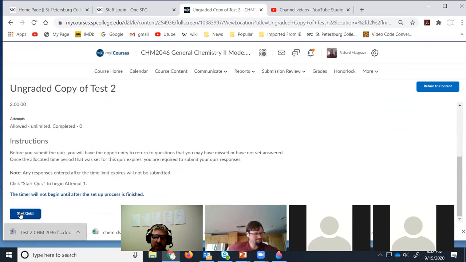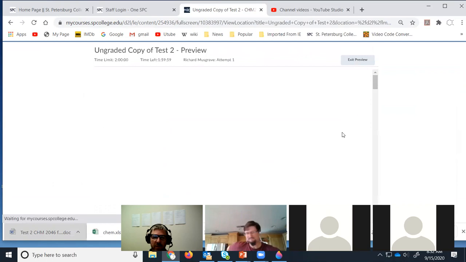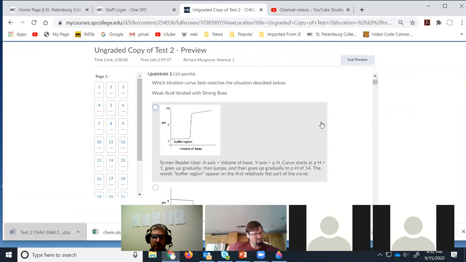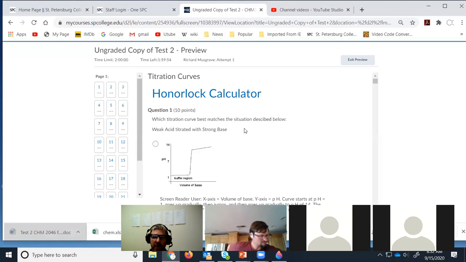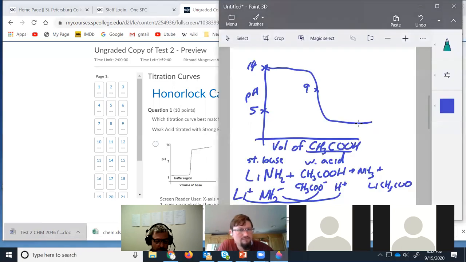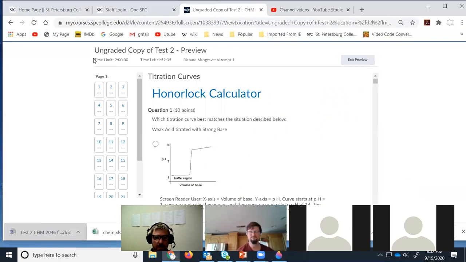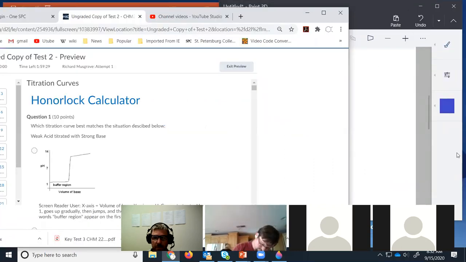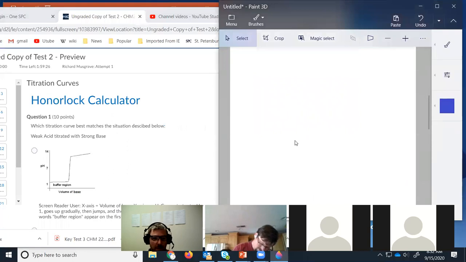All right, so this is the actual test you'll be taking. Let's look at the kinds of questions you'll see. So you've got this one here, titration, which titration curve matches the situation described below. So this would be weak acid with a strong base. Go ahead and do it. Let me move this over here a bit. Okay, so weak acid titrated with a strong base.